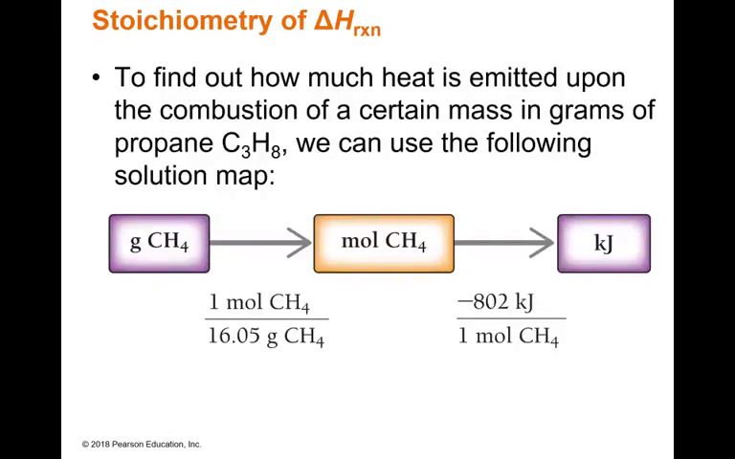Now let's say you're given a mass of propane and asked to find the total heat released. Here's the solution map. Convert grams of propane to moles using molar mass. Use the balanced equation to convert moles to kilojoules using delta H rxn. This step-by-step approach is the same method we've used for mass-to-mass stoichiometry, just with energy as the final product.